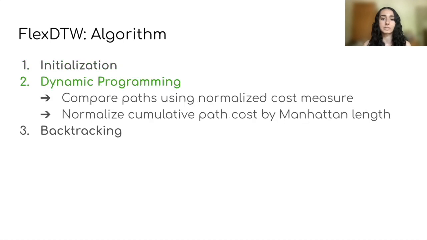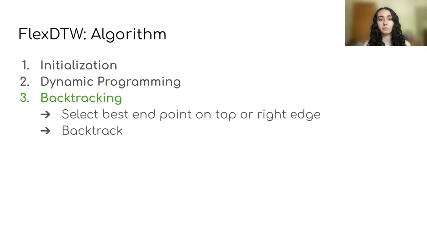The dynamic programming stage is similar to that of DTW, except that we normalize costs by Manhattan length before we compare cumulative path costs. And finally, we find the best path by starting from a point on the top or right edge and backtracking.